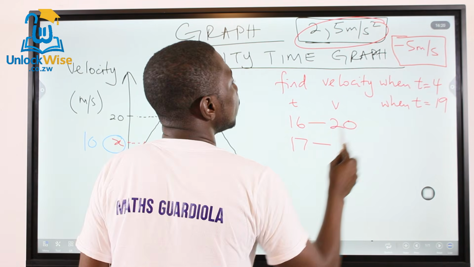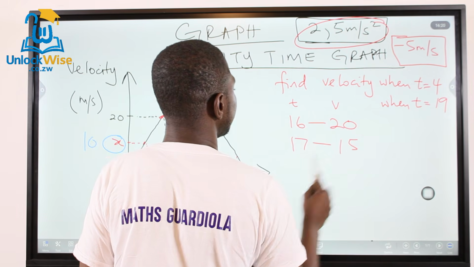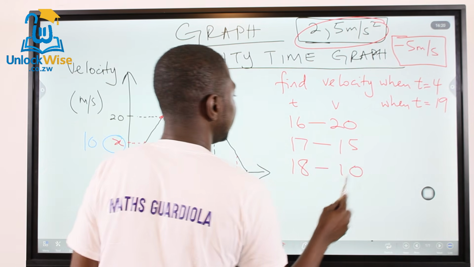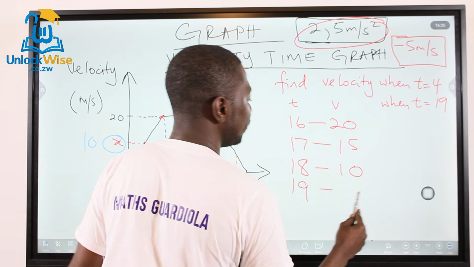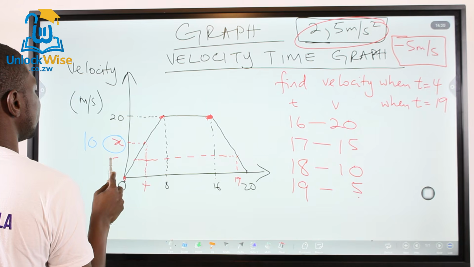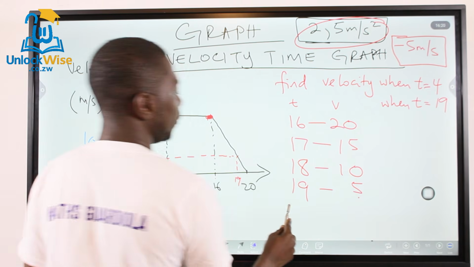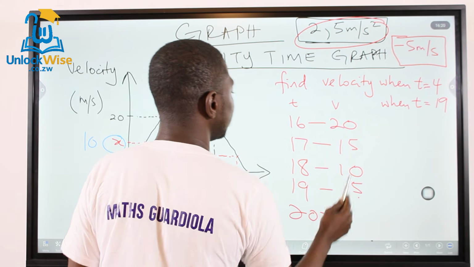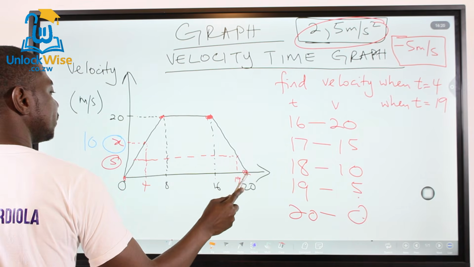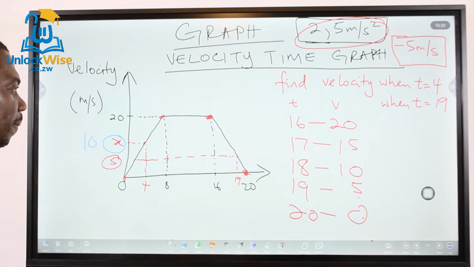At 17, we subtract 5, we'll get 15. At 18, we subtract 5, we'll get 10. At 19, we subtract 5, we'll get 5. So this point is 5 here. Then if we get to the 20th second, 5 minus 5, you get 0, which is this point. Let's hope you understand it.